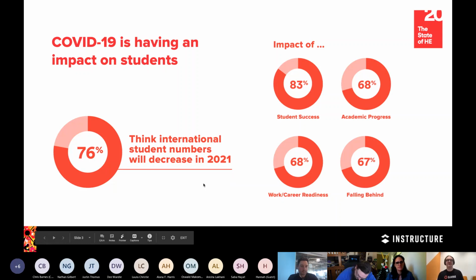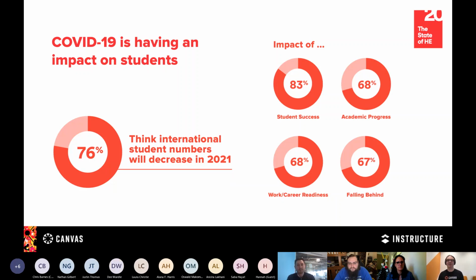Okay, well, let's pick up on just looking at the slide here. We saw that 68% of respondents felt that COVID-19 did have an impact on their work and career readiness. And just to dig a little deeper in that, I think what you have seen through COVID is frankly the total destruction of certain forms of work, right? Some industries have been very much impacted by COVID and are going to take a very long time to recover.